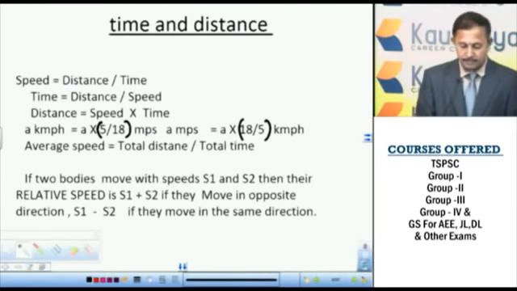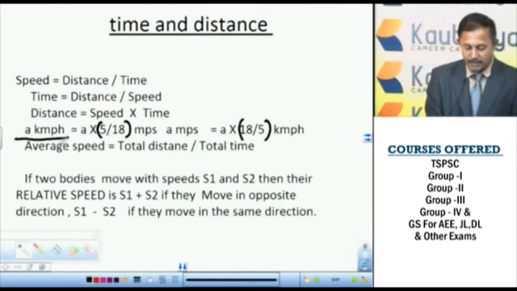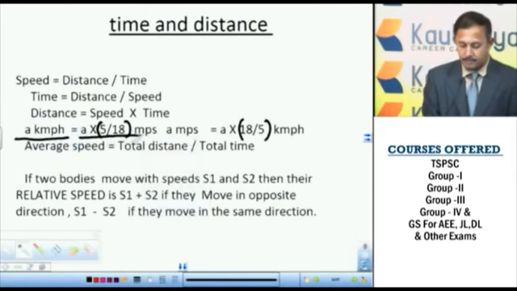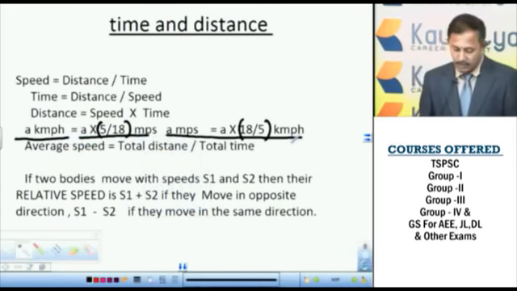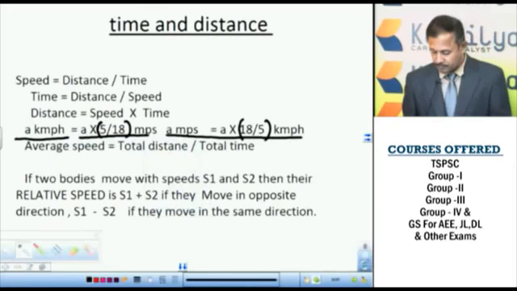So these are the formulae. A kilometer per hour is equal to A into 5 by 18. A meters per second is equal to A into 18 by 5. Right?